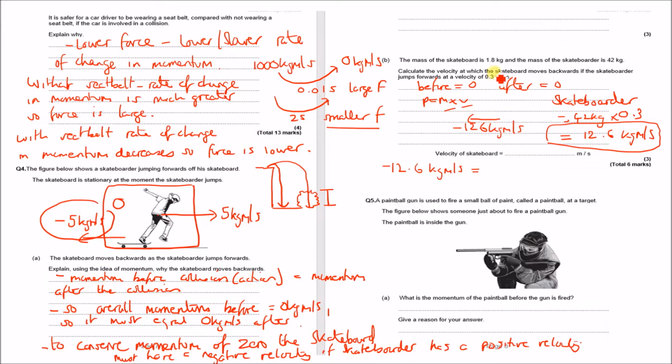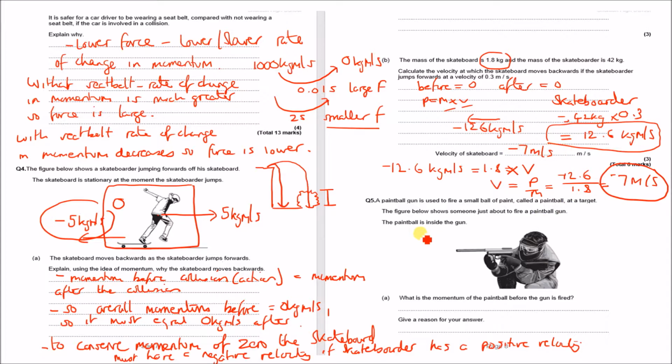And we know that the skateboard's mass is 1.8. Then we can rearrange this. Sorry, that's a multiplication for V. So V is going to equal P divided by M. So that's equal to minus 12.6 divided by 1.8, and that will give us the answer of 7 meters per second. Now it's really minus 7 meters per second, but in your exam they're not really worried about negative signs, but the real answer is minus 7 meters per second.